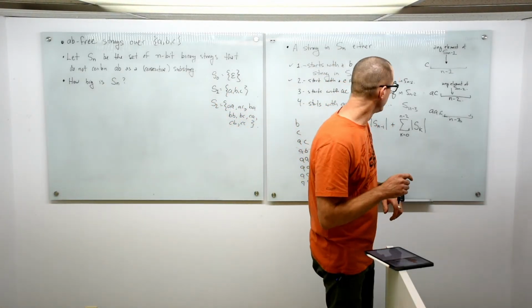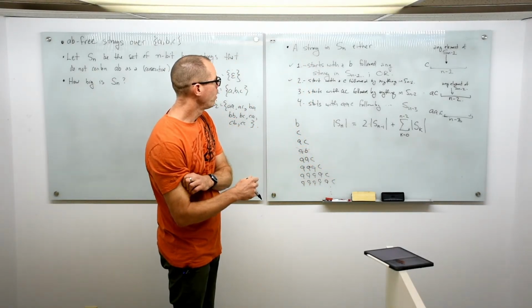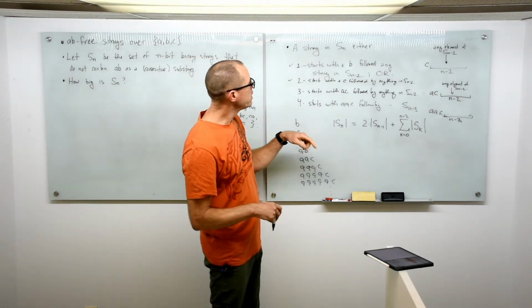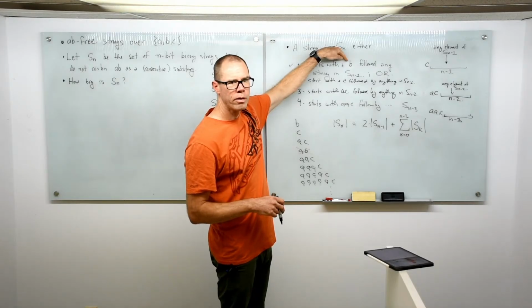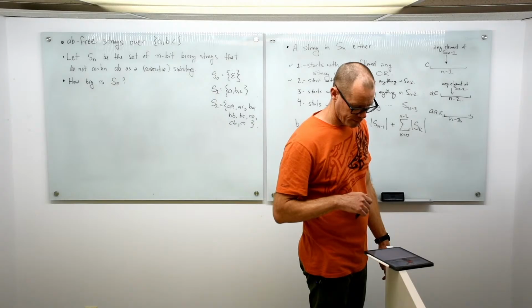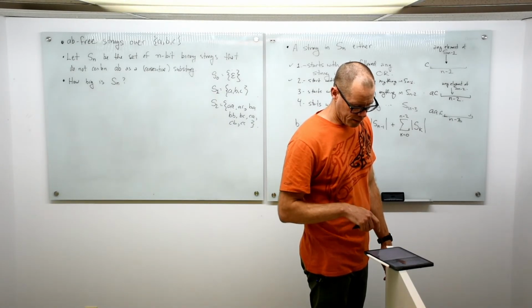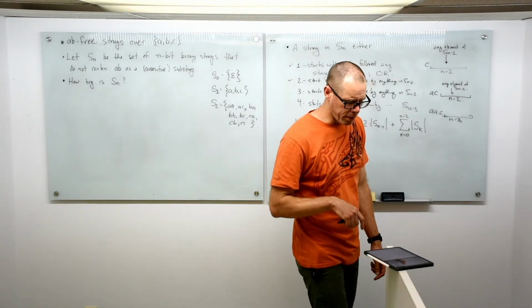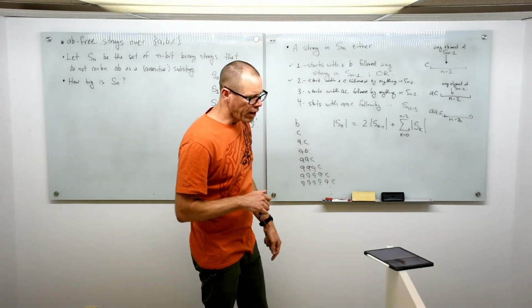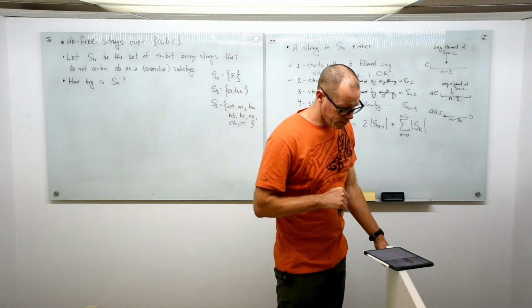Would anyone like to ask me some questions? Why can't it start with a BC? Well, if it starts with a BC, then it starts with a B. We've already counted the things that start with B. This accounts for strings that start with A and BA. Strings that start with BA start with B, so they're counted here.